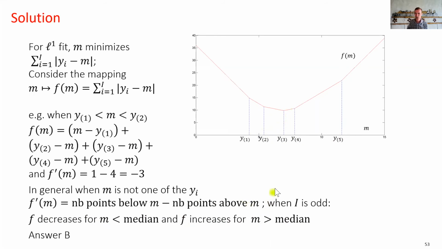Now, if the number of points were even, if it were 4, there would be a flat line here. So there would be a minimum value that's reached over a whole interval, but it would be reached also at the median, which, if you remember, by convention is the middle of this interval here.